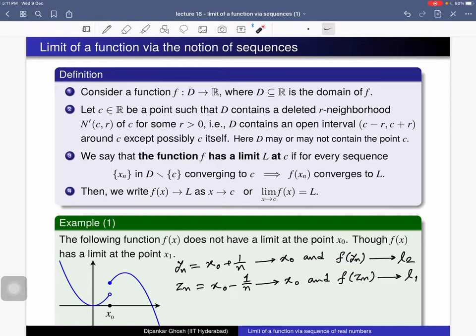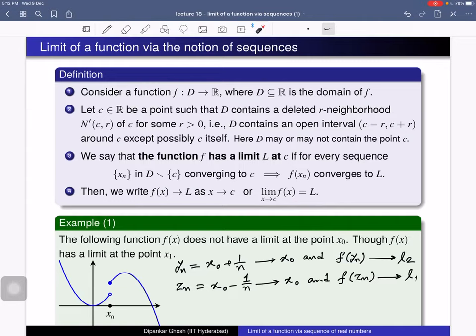So if for every sequence which converges to c and whose terms lie in this set, that means no term of the sequence is the same as c and all the terms lie in D, then we say that f has a limit L at c. The condition is that for every sequence x_n in this set, if it converges to c, then f of x_n should converge to L. In this case we sometimes write f of x tends to L as x tends to c, or limit as x tends to c of f of x equals L.